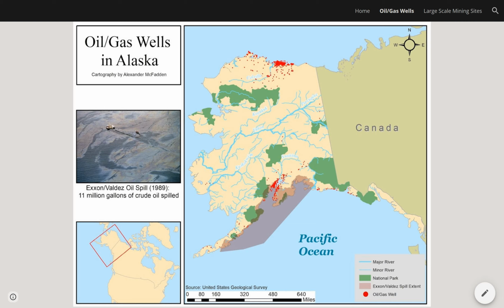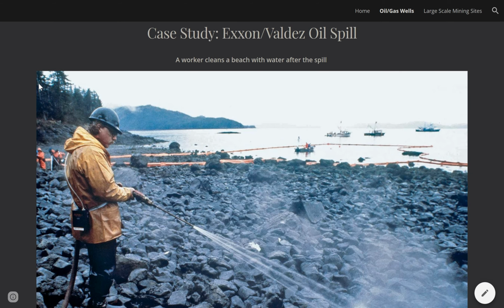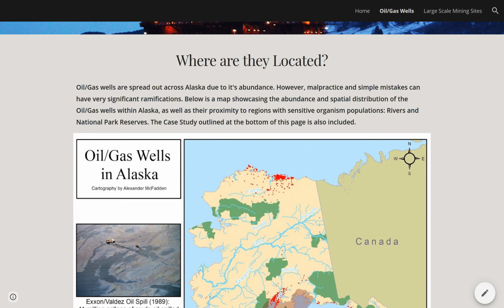For my case study, I did an oil spill extent, and that's a polygon, so I gave it a reddish color, and then I made it very, very transparent so you could see the oil well distributions as well as its extent across the coast of Alaska. Scrolling down, you will see the case study that provides information of how the oil spill happened and its details, what it affected, how long it took to clean up, and how much was eventually cleaned up.